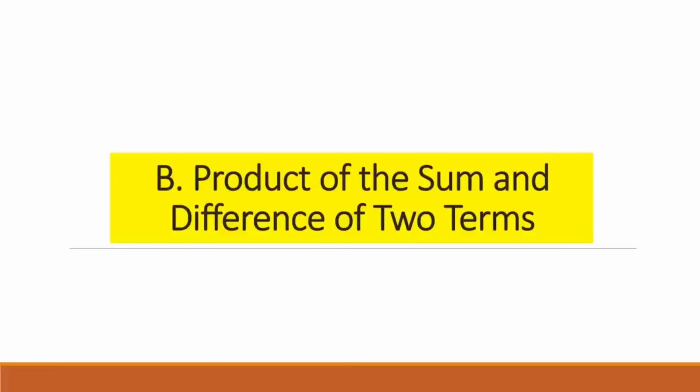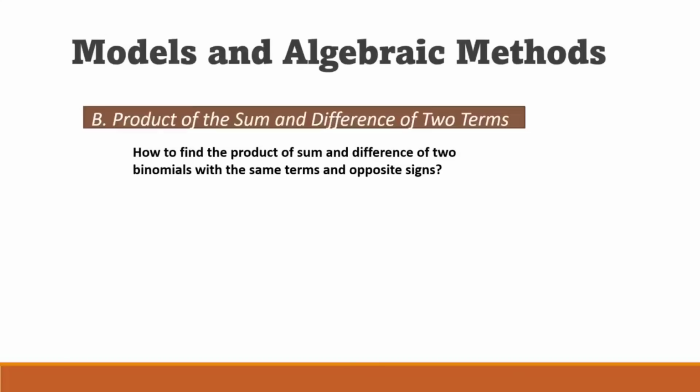Now we continue with the product of the sum and difference of two terms. For this method, for instance, we are given two binomials where the first and second terms are the same. However, the operation is different. Let's say, for example, the first multiplier has addition and the second multiplier has subtraction. So let's first try to use the FOIL method for us to see the result.